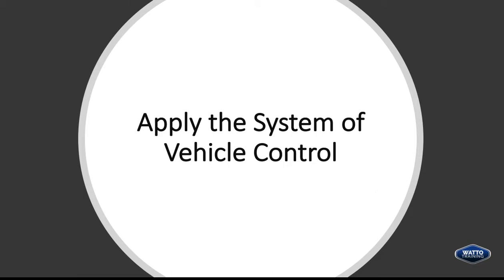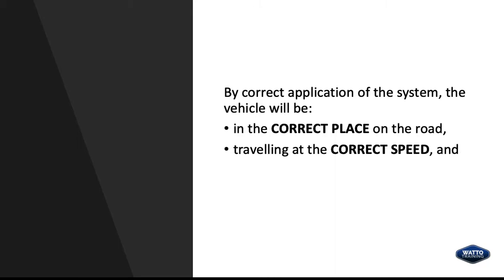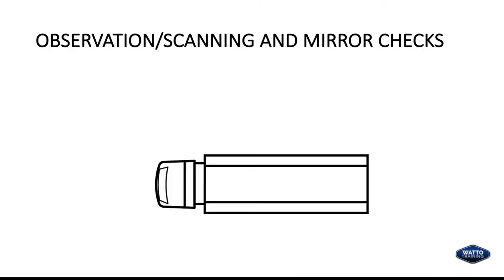My first strategy for Barry would be to work on applying the system of vehicle control. That initiative will take care of a lot of his driving issues. So by application of the system, that will ensure that the vehicle will be in the correct place on the road, traveling at the correct speed, and with the correct gear engaged.